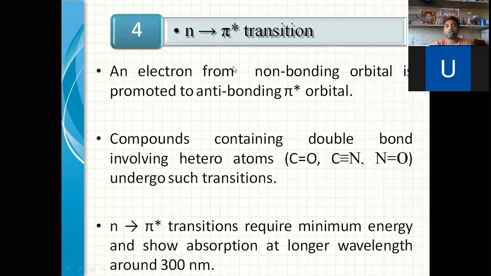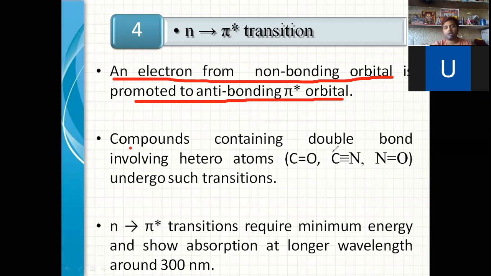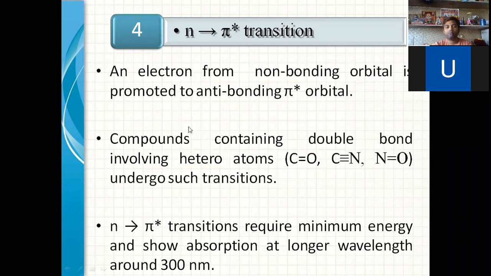Non-bonding to pi star transitions. An electron from a non-bonding orbital is promoted to an anti-bonding pi star orbital. Compounds containing double bonds involving heteroatoms show this type of transition. Non-bonding to pi star transitions require minimum energy and show absorption at longer wavelength, around 300 nanometer.